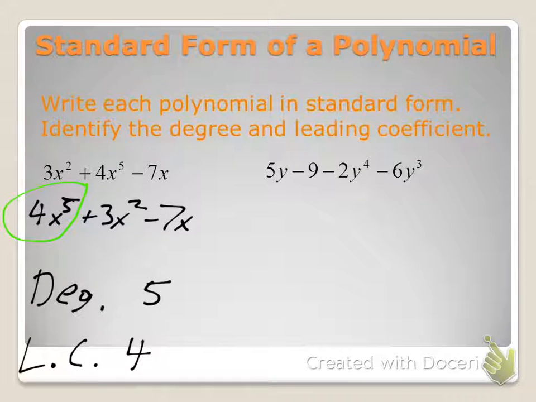If it doesn't have a coefficient, then it's 1. I'll make one up real quick just so we cover that.